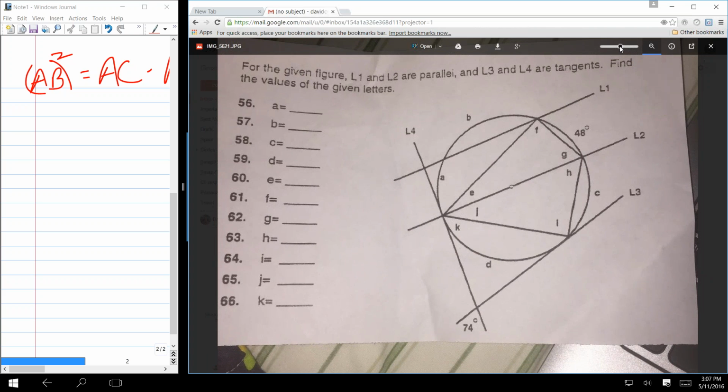Is this the only problem we have to look at today? Yeah. Okay. Well, this shouldn't take an hour. All right, L1 and L2 are parallel.